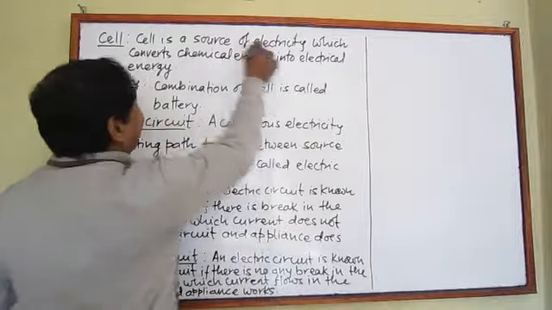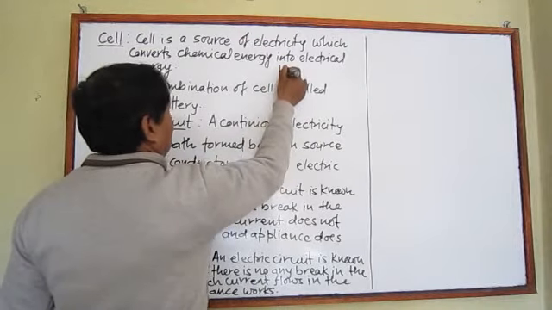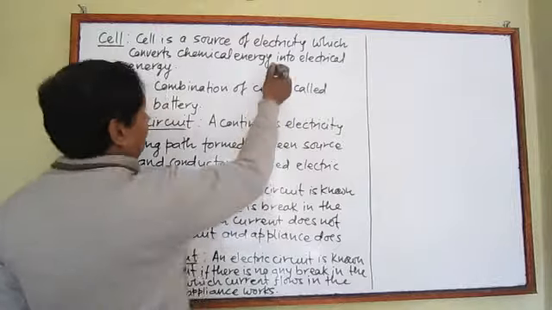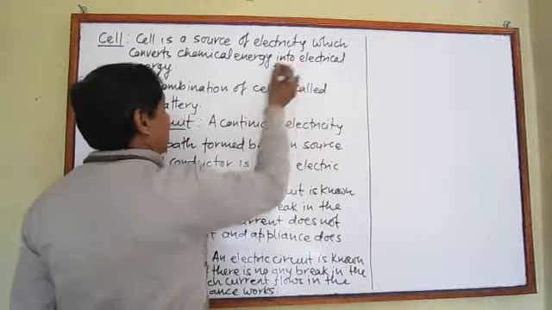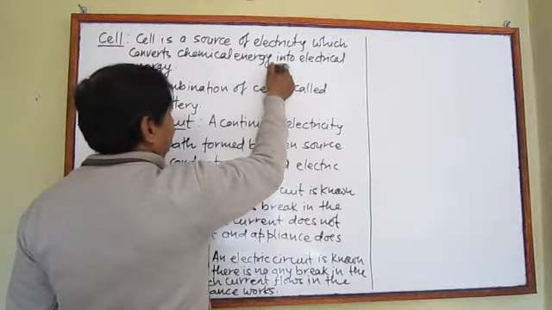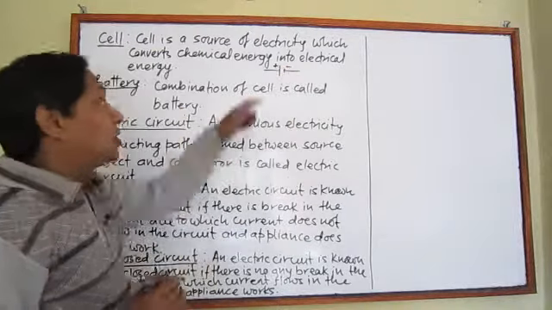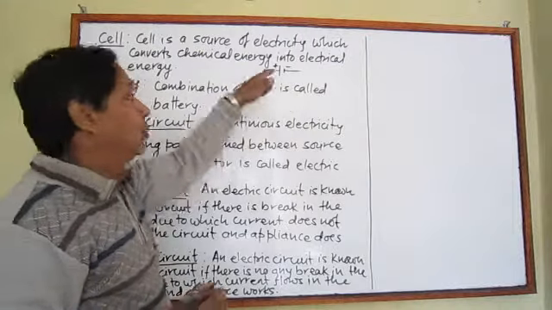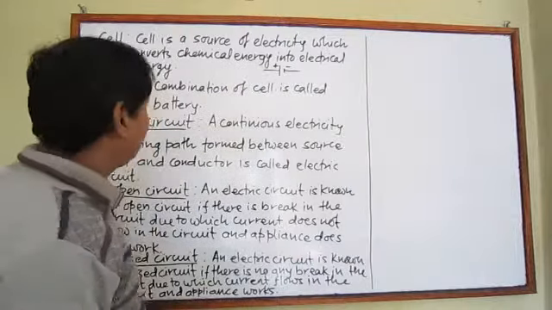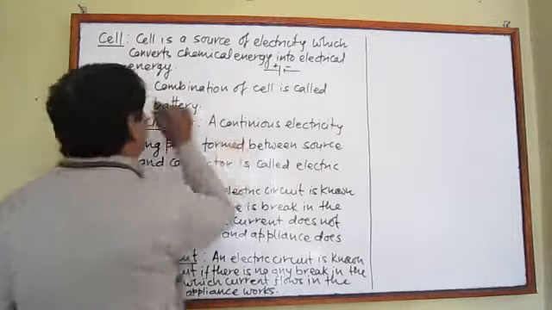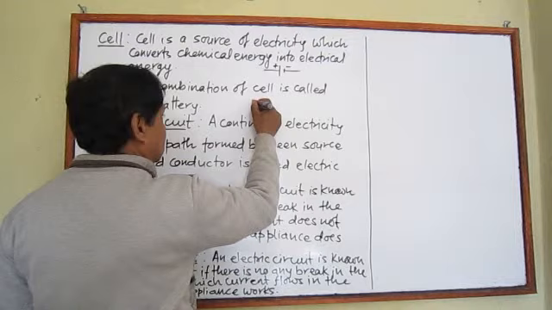Now, this cell is symbolized this way: a long line and a short line. The long line represents the positive terminal, the short line represents the negative terminal, and the connection is shown this way. This is the symbolic representation of a cell. We will use this symbol in the electric circuit to represent a cell. But this is a single cell. If many cells are used together, then we'll use this symbol.